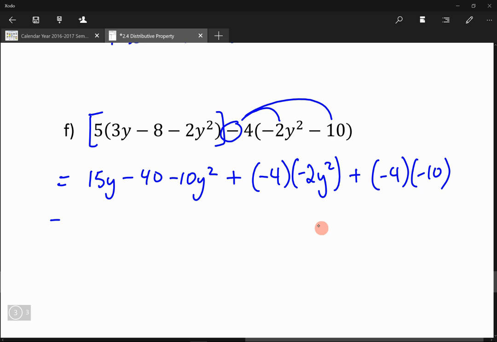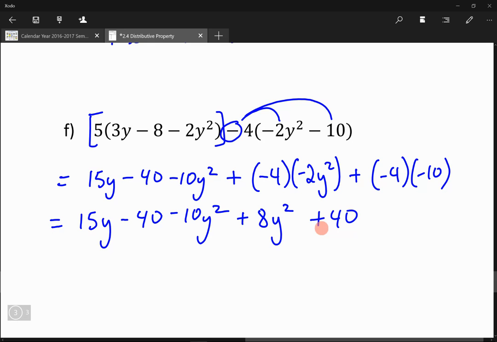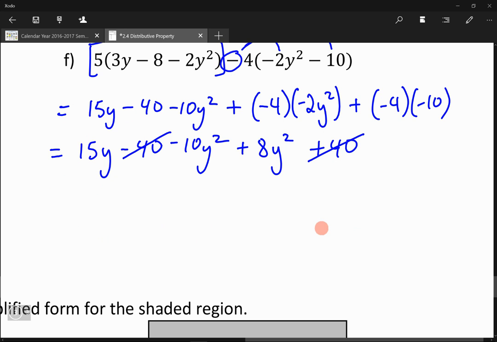Okay, simplify this, so 15y minus 40 minus 10y squared, that stays the same. Here I have minus 4 times minus 2, which is positive 8, so plus 8y squared. And here I have minus 4 times minus 10, which is positive 40, so plus 40. Okay, collect like terms. These constants cancel each other out. One's negative, one is positive.